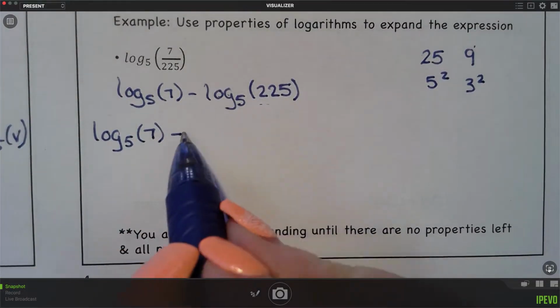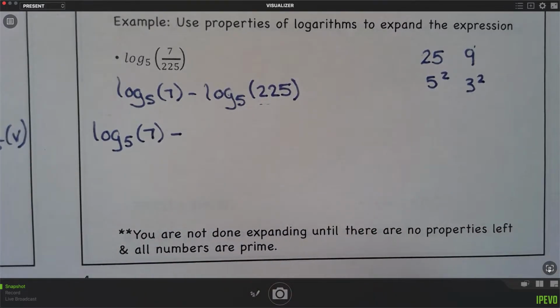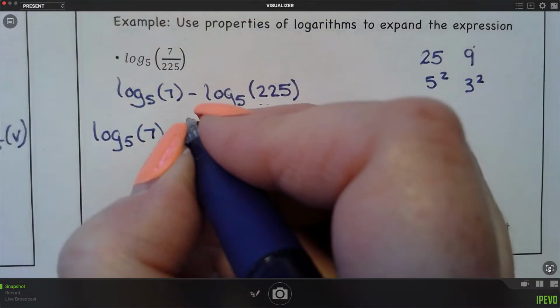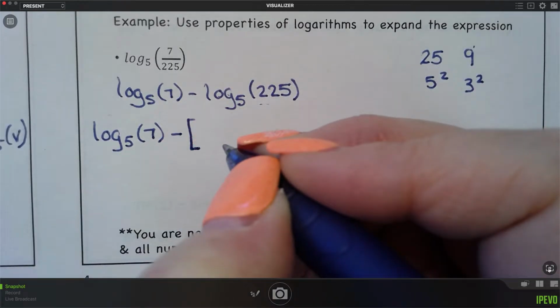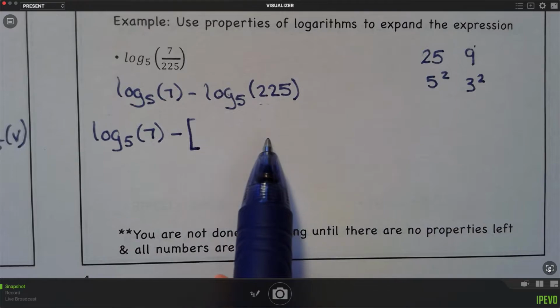I got this negative right here. If it was addition, it wouldn't matter, but it's a negative, so what do I need to put there to make sure that I know it goes to everything afterwards? Parentheses, or I'm going to put a bracket just because we got lots of parentheses, but it doesn't matter. You could just put a bigger parenthesis, right? Okay. So now I know that that negative goes to everything else back here, doesn't it?